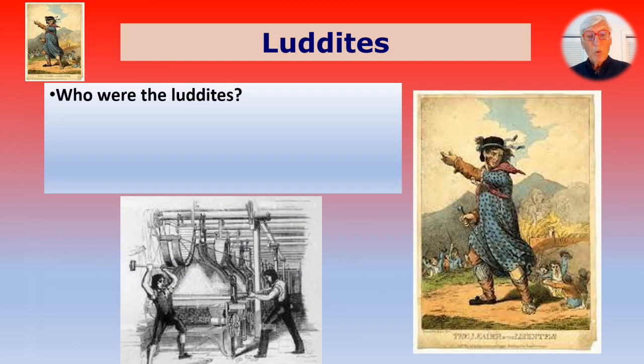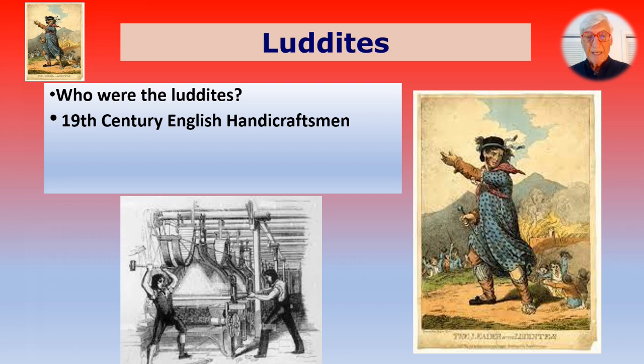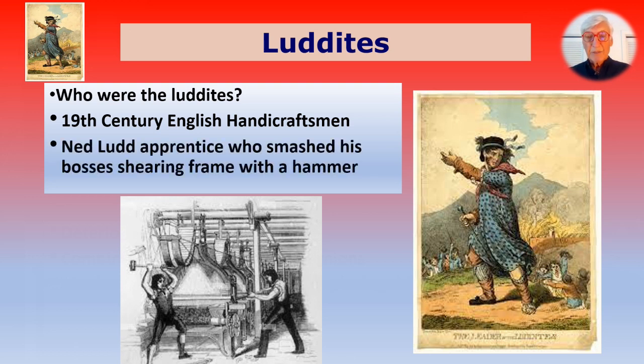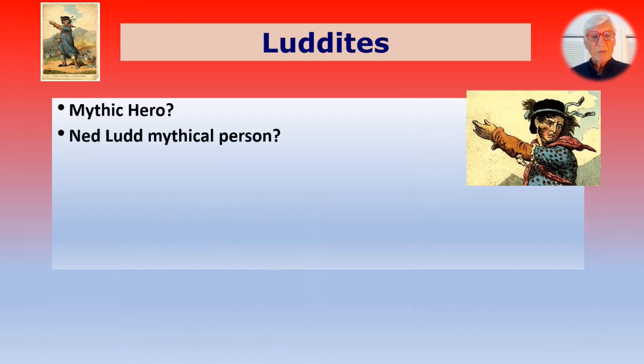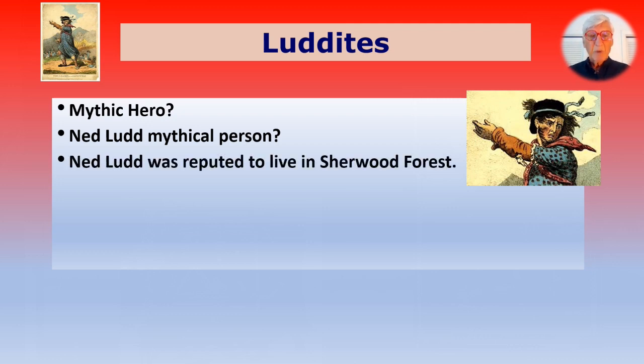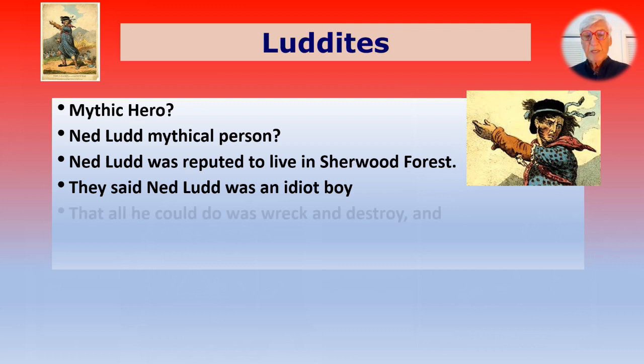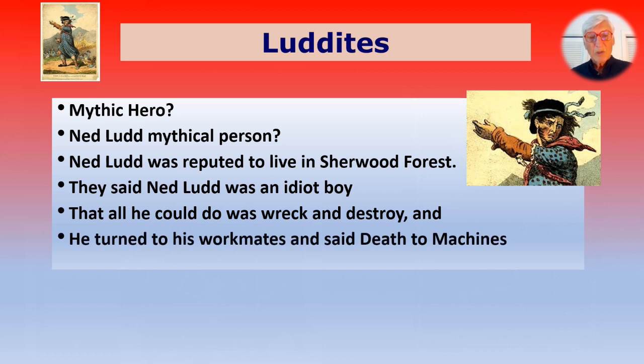Who were the Luddites? The 19th century English handicraftsmen. Ned Ludd, that's supposedly his caricature on the right, was an apprentice who smashed his boss's shearing frame with a hammer. Was he a mythic hero? Was Ned Ludd really a real person or just a mythical person? He was supposed to have lived in Sherwood Forest. Ned Ludd was supposed to have been an idiot boy, that all he could do was wreck and destroy, and he turned to his workmates and said, "Death to machines."